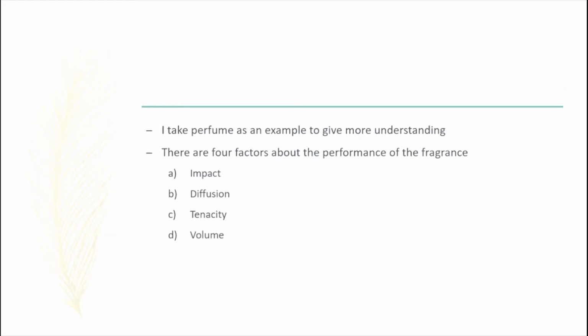So I take perfume as an example. I want to explain the performance of the fragrance with four quality factors. The first factor is impact. It measures the efficiency of the fragrance during the first instance after application. Second is diffusion. It refers to the distance over which the fragrance is perceived soon after application. Next is tenacity. It expresses the long-term efficiency of the fragrance. The last factor is volume. It relates to the distance over which the fragrance is noticed sometime after application.